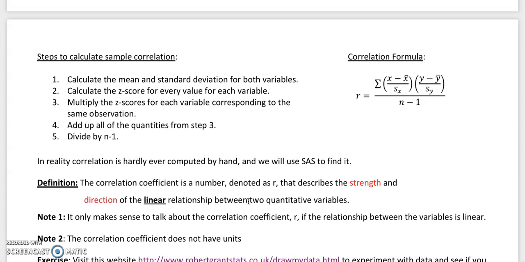The other thing I'm going to point out here is that there's no units. So I might say the correlation is 0.5. No units with that. I don't have to say inches or meters or pounds or whatever it might be. It's already sort of scaled from there.